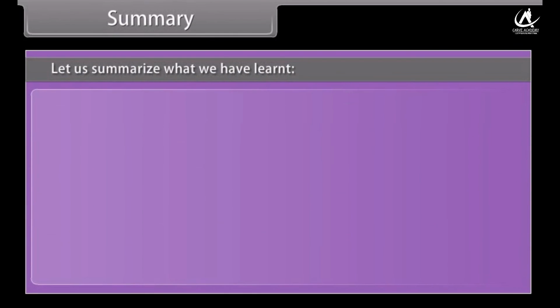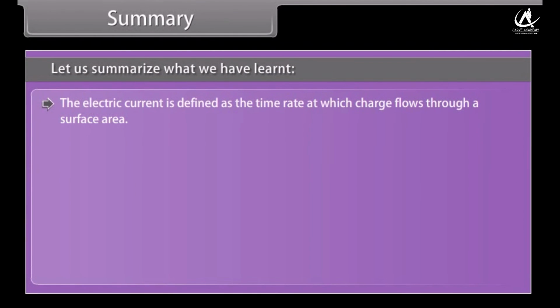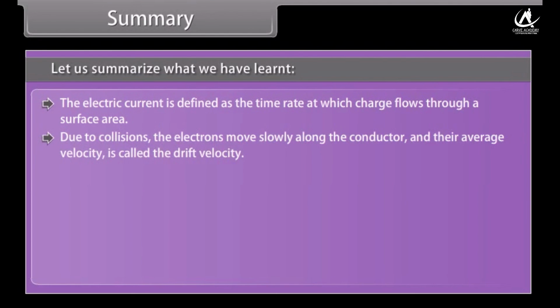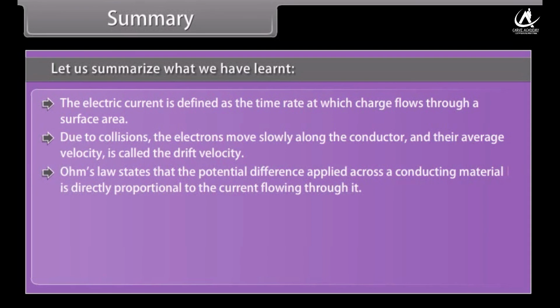Summary. Let us summarize what we have learnt. The electric current is defined as the time rate at which charge flows through a surface area. Due to collisions, the electrons move slowly along the conductor and their average velocity is called the drift velocity. Ohm's law states that the potential difference applied across a conducting material is directly proportional to the current flowing through it.